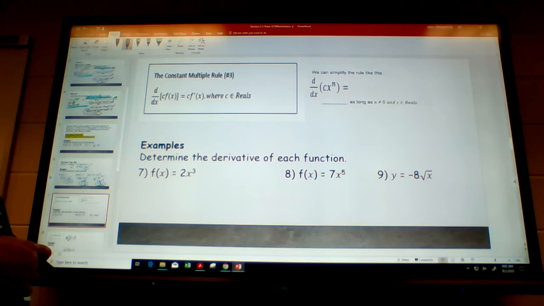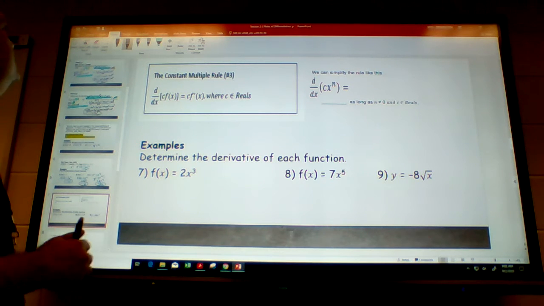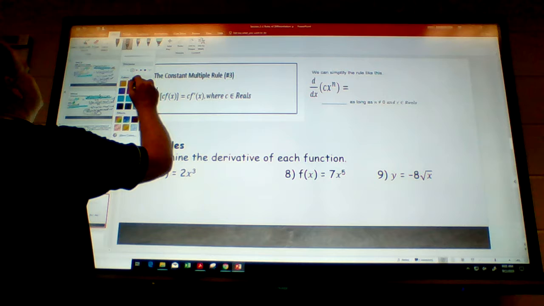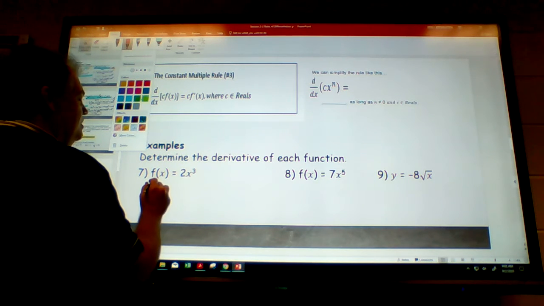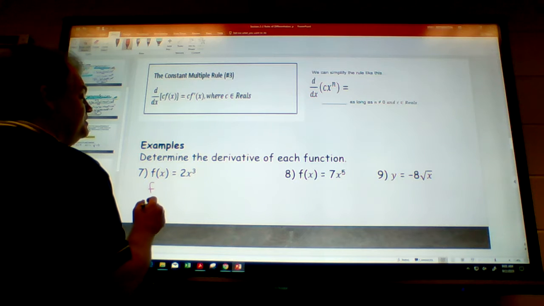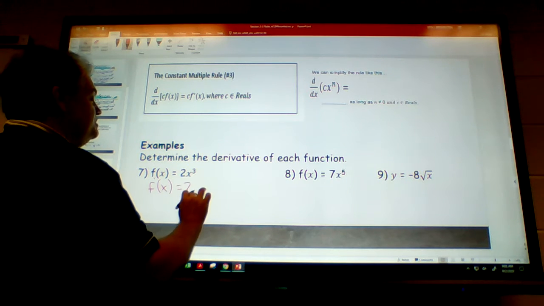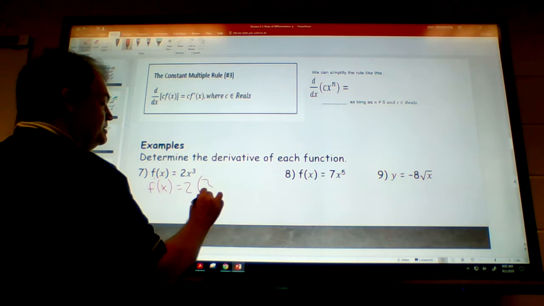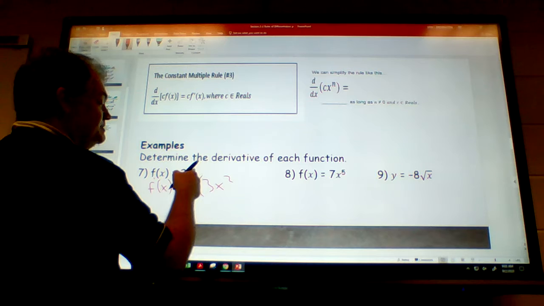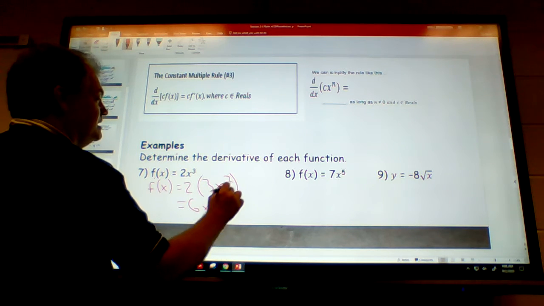what if you have a constant that's being multiplied? Well, here's what you do. The number in front stays in front. It doesn't change. So, for example, for number 7, f of x equals 2x to the third. So f prime of x is going to be 2 stays in front, and then I do the derivative of x to the third, which is 3x to the second, because I subtract 1. So it's going to be 6x to the second.